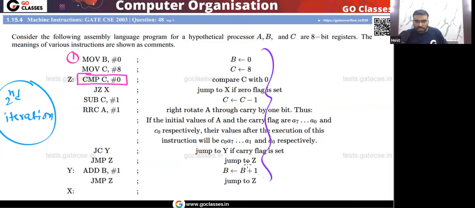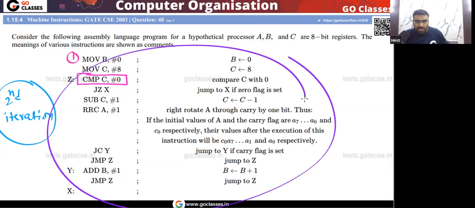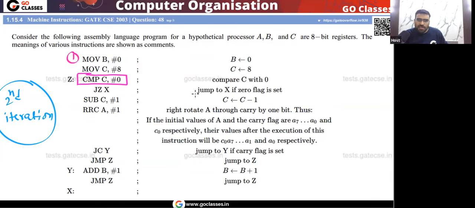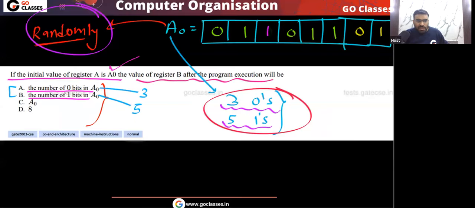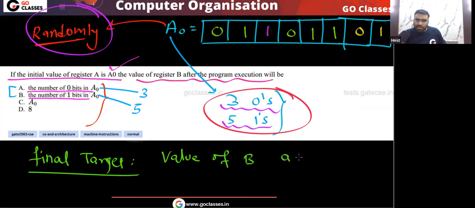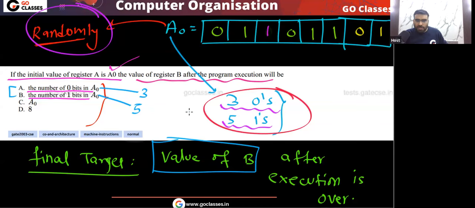Remember, we are trying to understand what this program is doing. Once you understand what this program is doing, then you can solve any question easily. Yes or no? In this question, what is our final target? Our final target is to find the value of B after execution is over. So focus on the value of B, because the question is asking what is the value of register B after the execution is over.